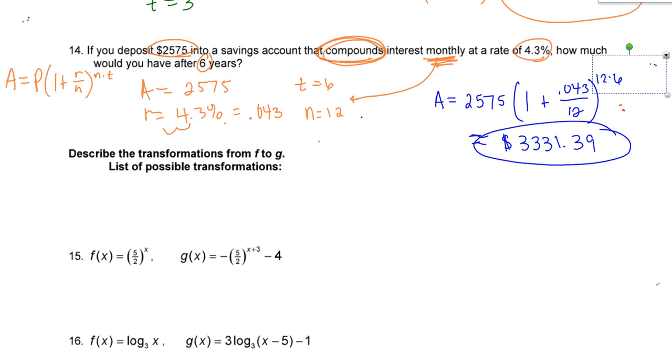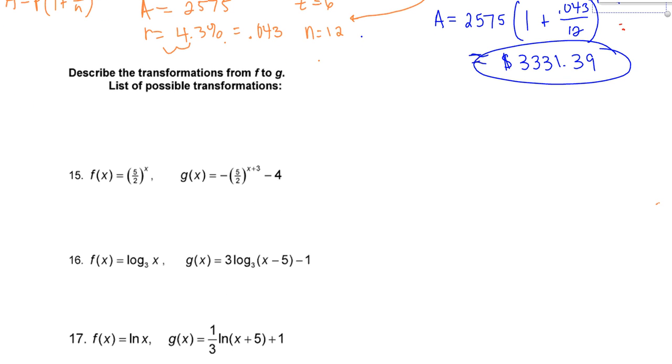Okay, now this part says describe the transformations from F to G, meaning I'm going to give you the function. You have to tell me what changes have been made. Now I put list here because I want you to remind yourself of all the different things that you could possibly do as far as transformations are concerned.